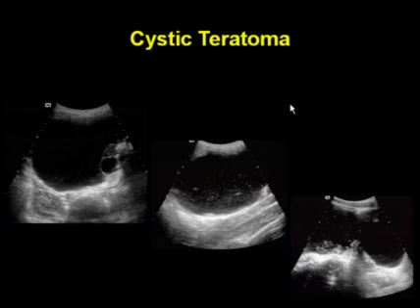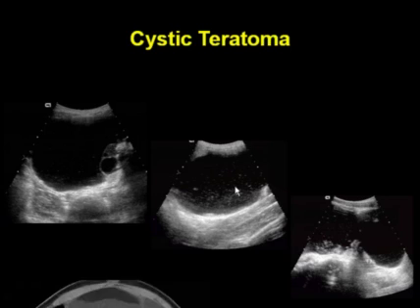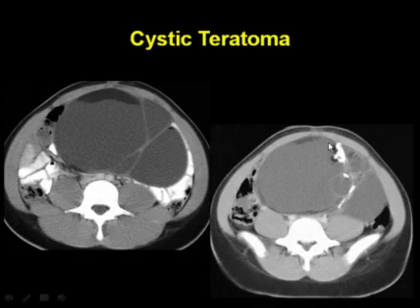Here's a sonographic example of a cystic teratoma. We see the fluid and a mural nodule. This should not be confused with the bladder. And this patient did go on to have a CAT scan, which readily shows the presence of calcification in the wall, a fat-fluid level, and numerous septations.